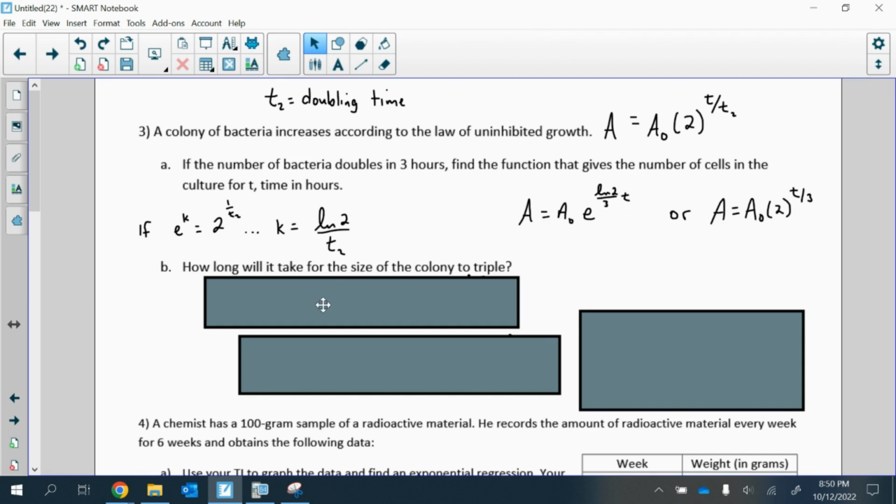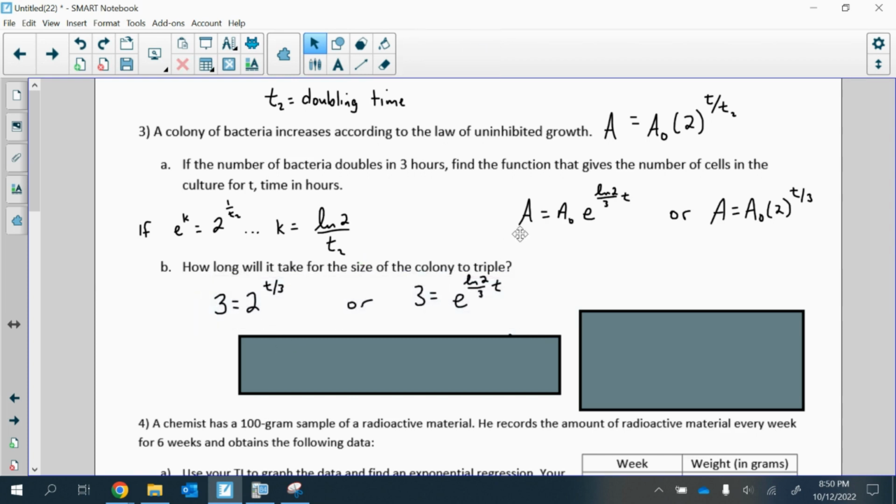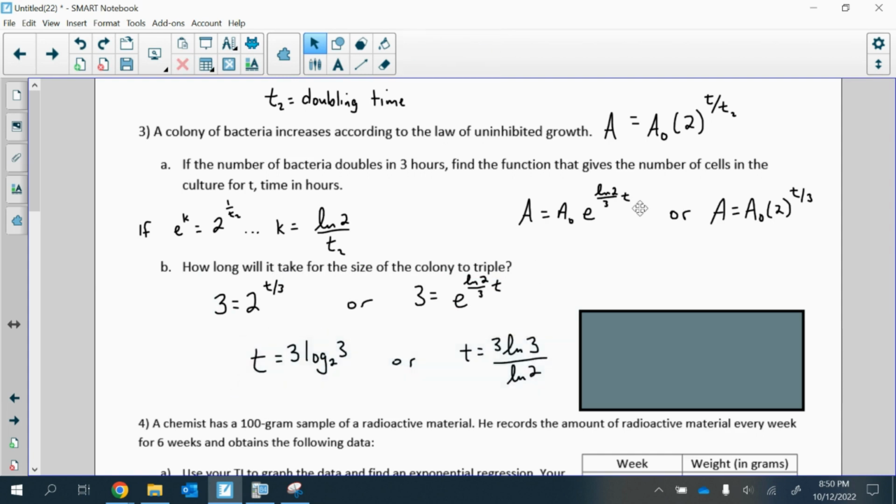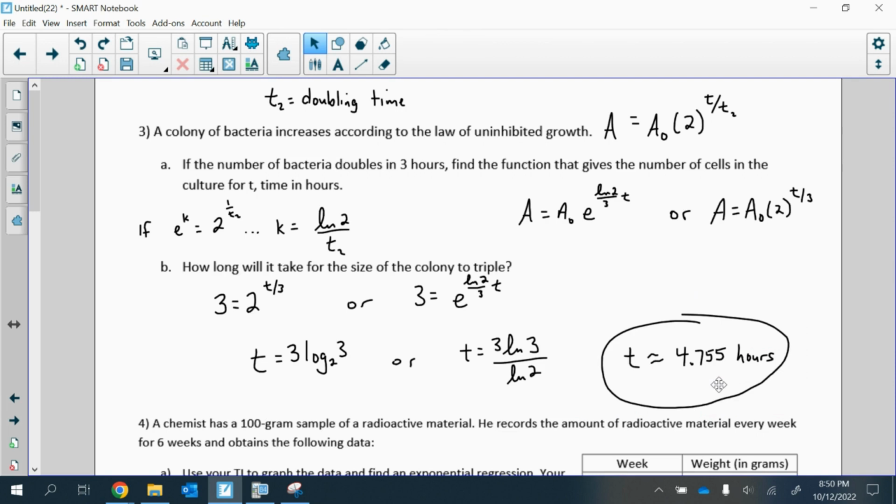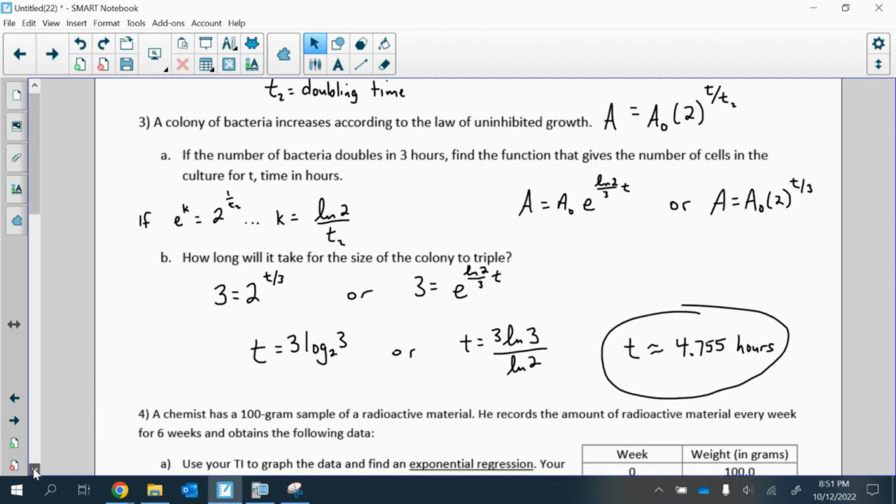How long would it take for the size of the colony to triple? We would have to replace a with 3 and a sub 0 with 1, because we want it to be 3 times as big as it initially was. So we just make those replacements, and then we can solve these functions for t by hand. It would look like this. On the calculator, you could just type either of these in, or you could type 2 to the t over 3 in for y1 and 3 in for y2 and make those solving on the calculator.